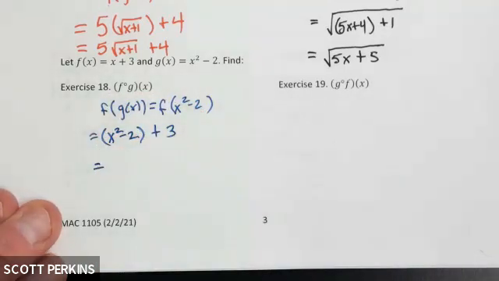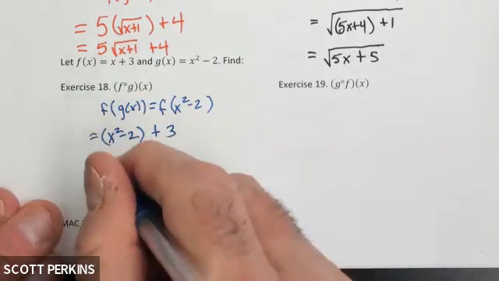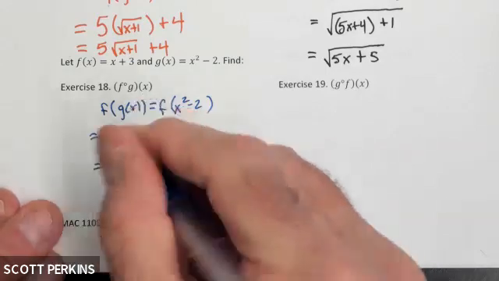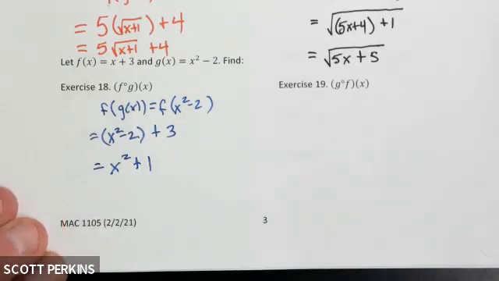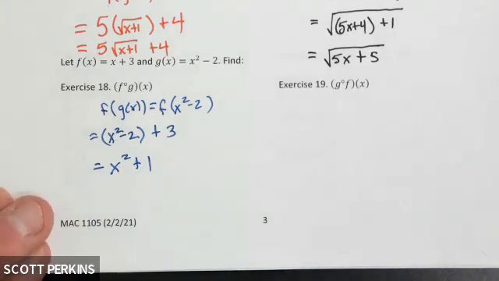And I do have some like terms on this one. So I've got x squared, and then minus 2 plus 3 is plus 1. Anybody make a misstep that we need to talk about? All right, well then flip the order in exercise 19. You're doing the functions in the reverse order.